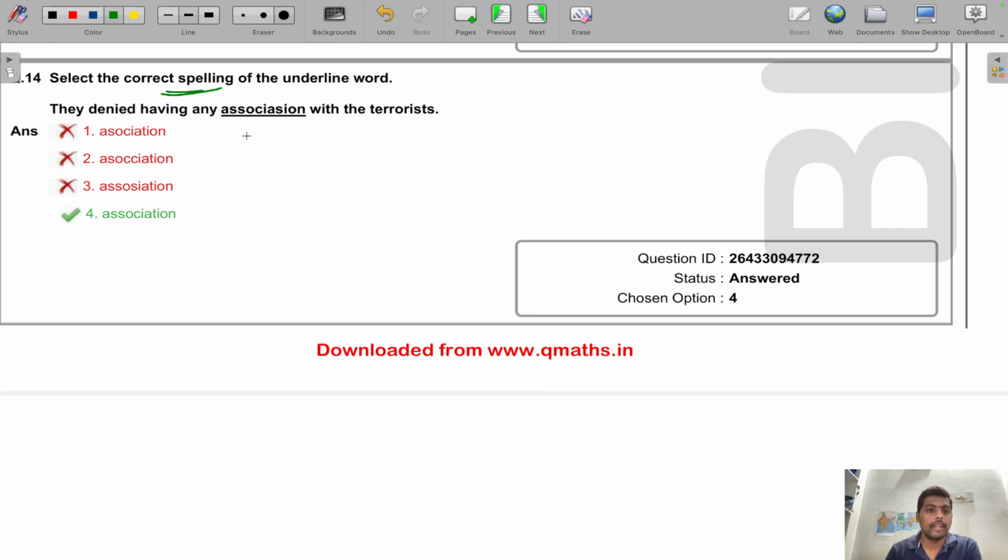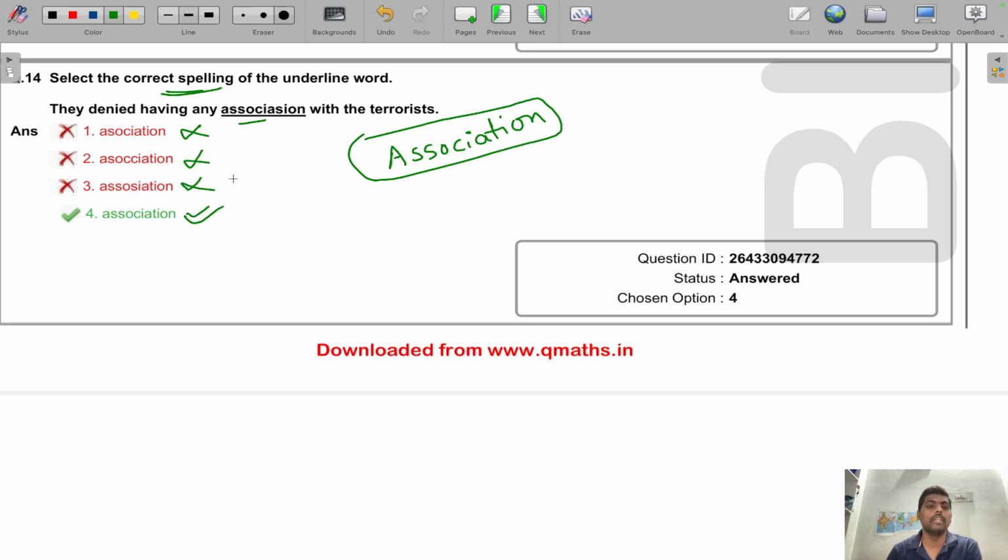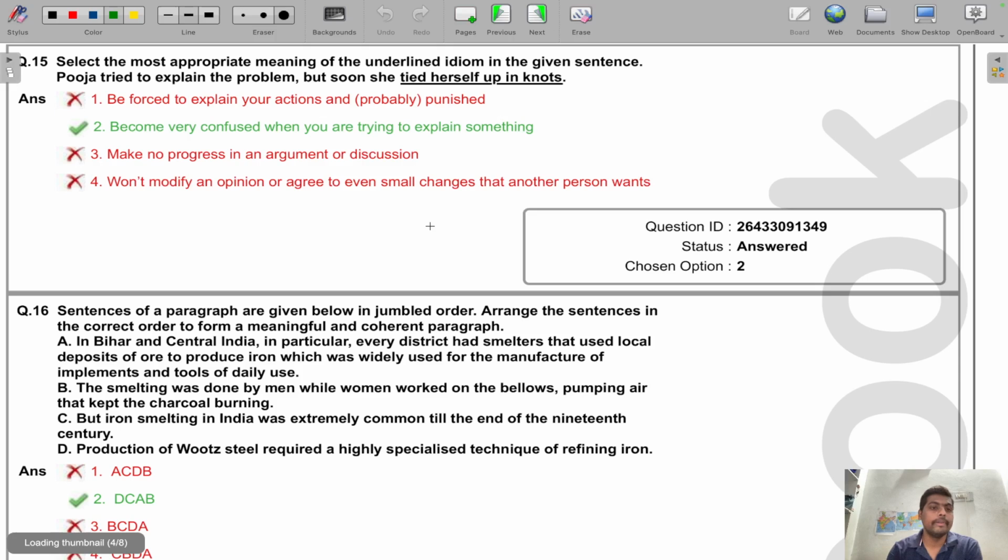So they are asking for the correct spelling. So association, guys, this is a simple question only. Association, the correct spelling is ASSOCIATION. Just verify in which option it is there. It is not there here, it is not there here, it is not there here, it is there here. Simple only. Let us go to the next question.